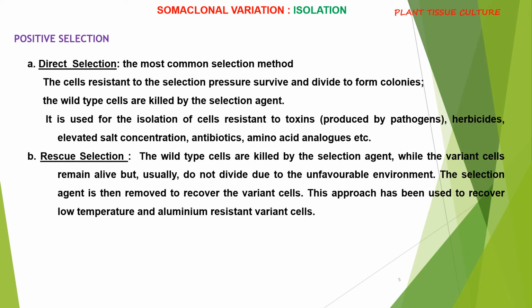Example, the kanamycin resistant lines that I discussed in the earlier slide. This type of direct selection method has been used in isolation of cells which are resistant to certain herbicides, elevated salt concentrations, antibiotics, and amino acid analogs.